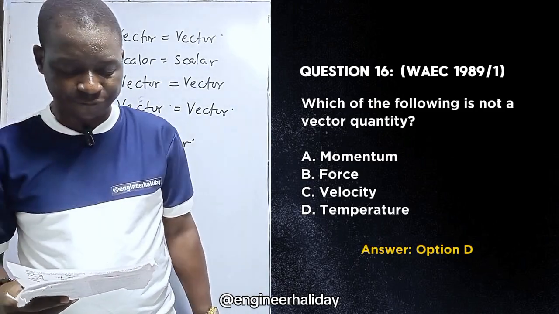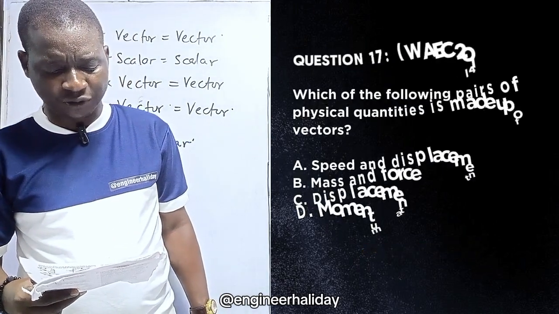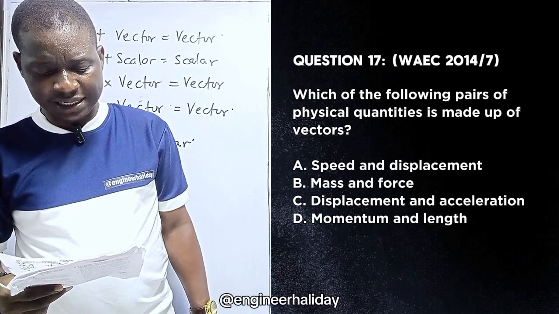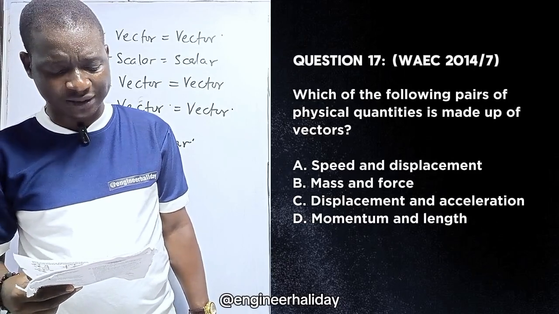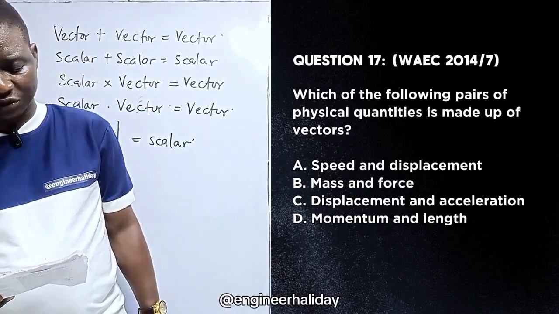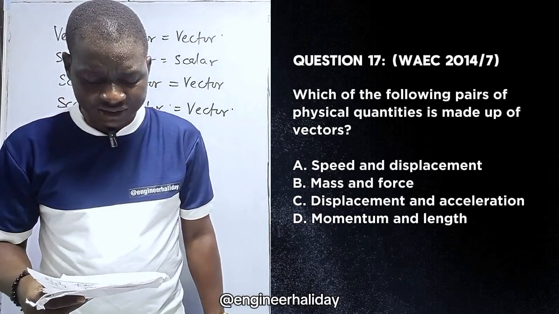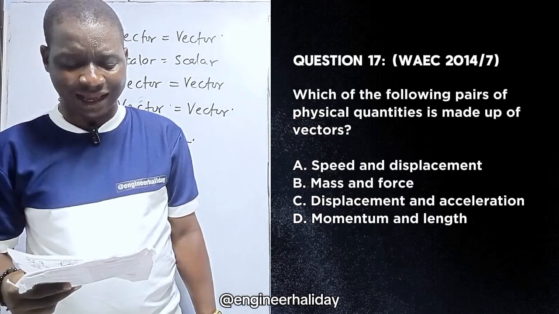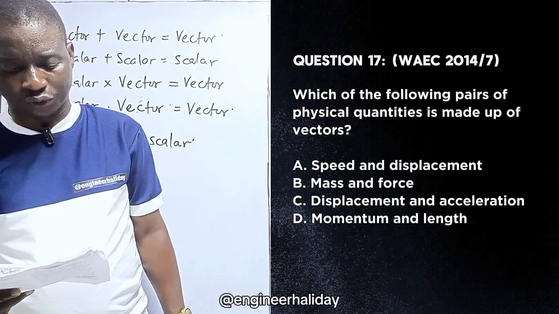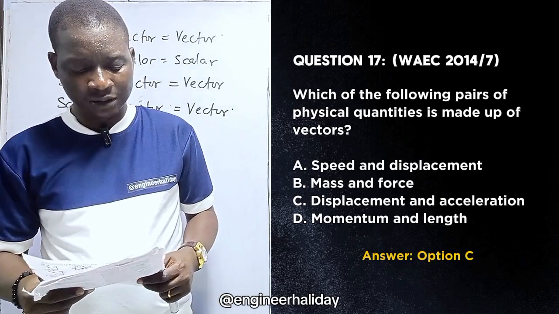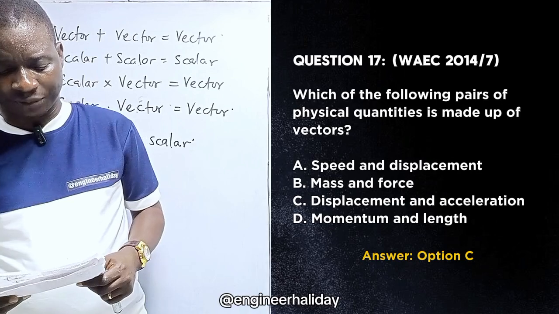Temperature is not a vector quantity. Number 17. Which of the following pairs of physical quantities is made up of vectors only? A, speed and displacement. Speed is wrong there. B, mass and force. Mass is not a vector. C, displacement and acceleration. Yes, correct. D, moment and length. Length is a scalar, it's not a vector. So the answer is displacement and acceleration. Option C. That is WAEC 2014, number 7.